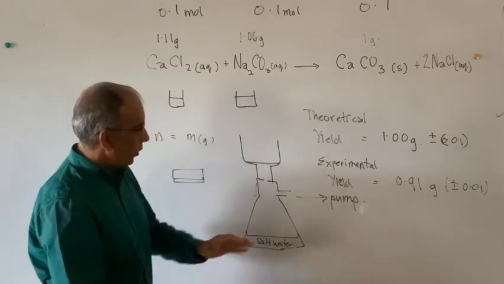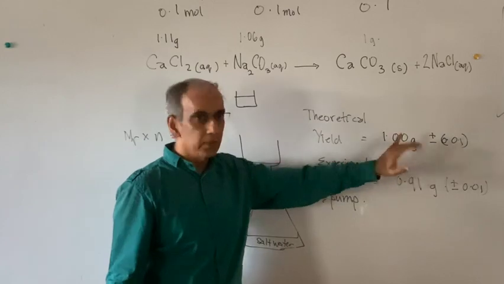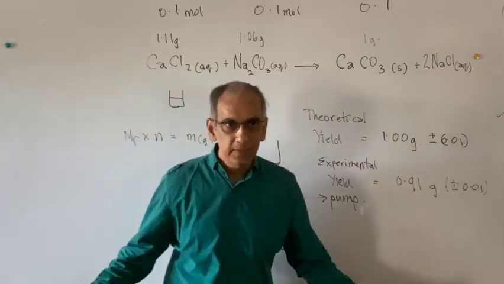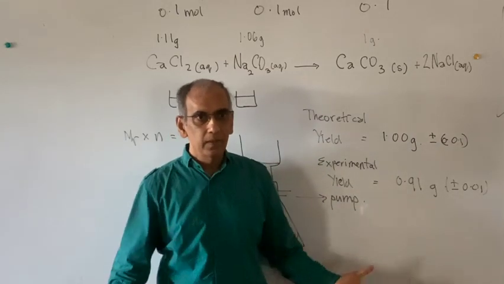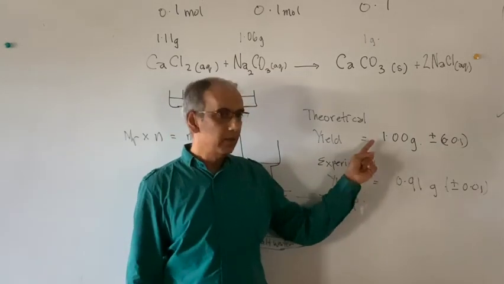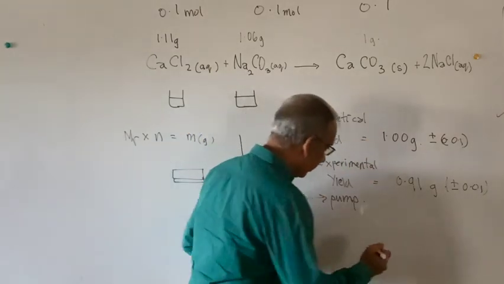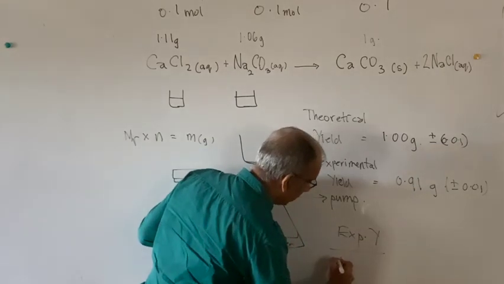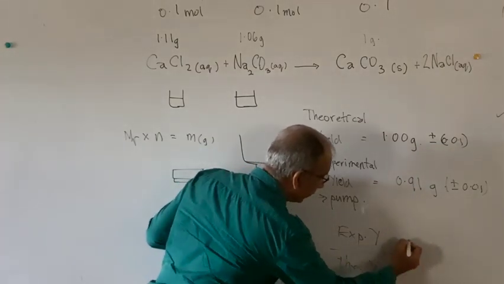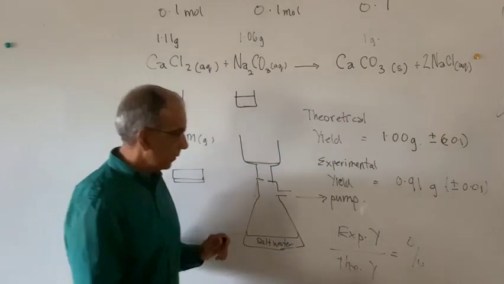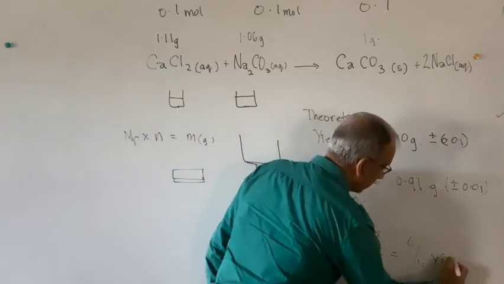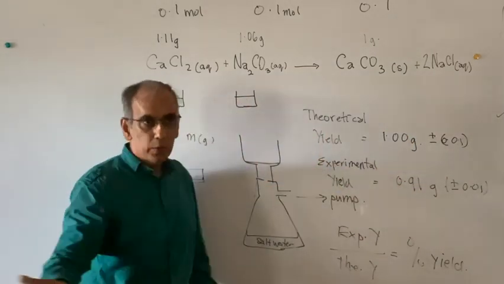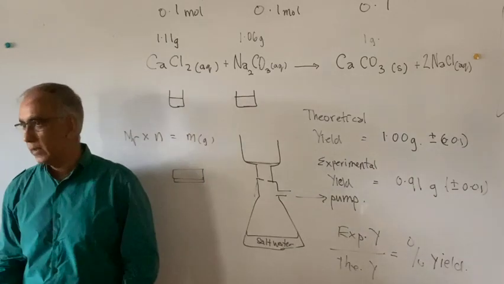Okay? So, we've got experimental yield, we've got theoretical yield. Then, how do we get percentage yield? Isn't it kind of logical what we do? Divide the experimental yield by the theoretical yield, multiplied by 100. Right. Okay, so then we say experimental yield divided by theoretical yield will give percentage yield for the experiment. And that will be 0.91 divided by 1 multiplied by 100, which will come up to 91%.